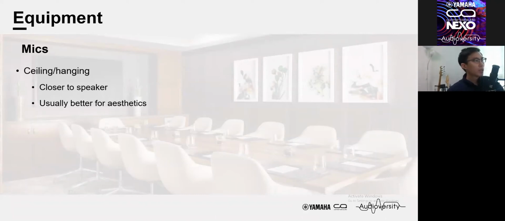So we have a couple of different types of mics that we can use. We can have ceiling or hanging mics. The issue with these mics is that they're closer to the speaker, so we have to be aware of that. Usually it's better for aesthetics because we don't have mics on the table. So you can see there are pros and cons.